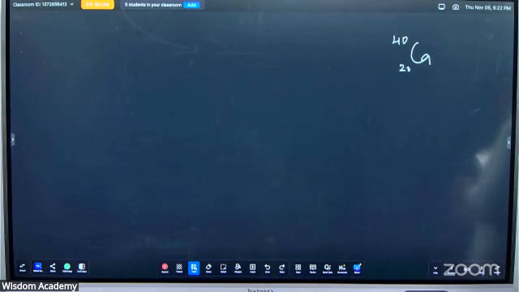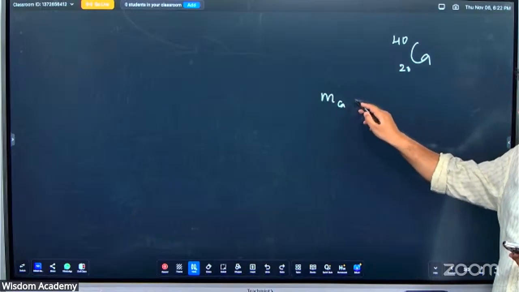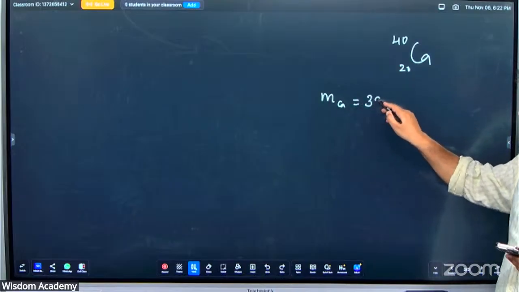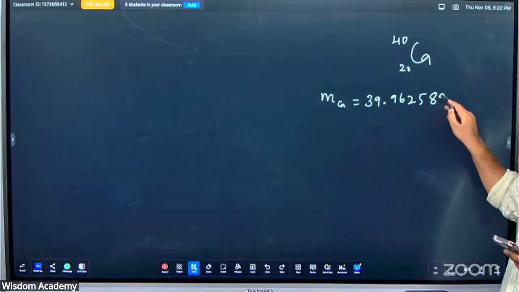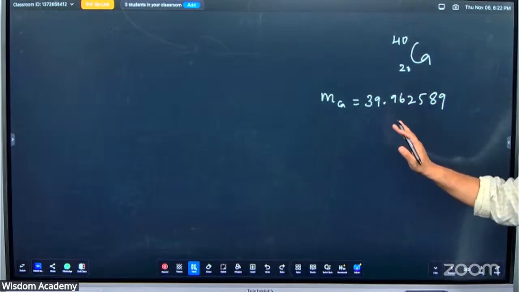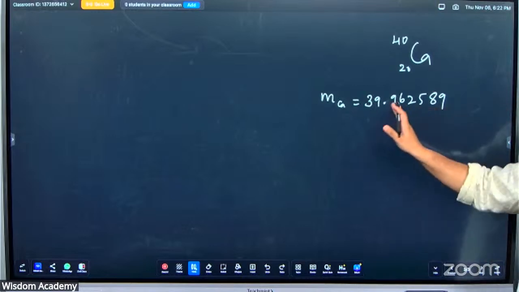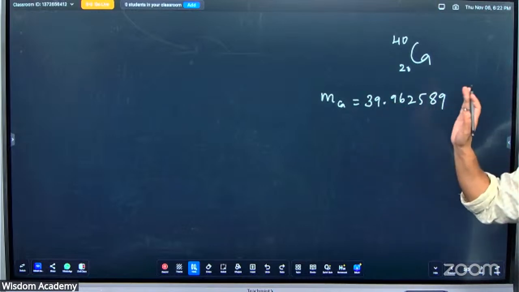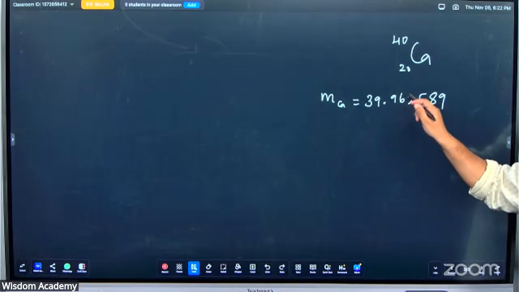Some data they have given. Always, the questions on binding energy, they will give the data. What they gave is the mass of the calcium nucleus, which is given as 39.962589. Remember, in this chapter, you cannot approximate it. I cannot take this as 40. So you want to take all the 6 decimal places. Be very careful about that. This is the observed mass by mass spectroscopy experiment.